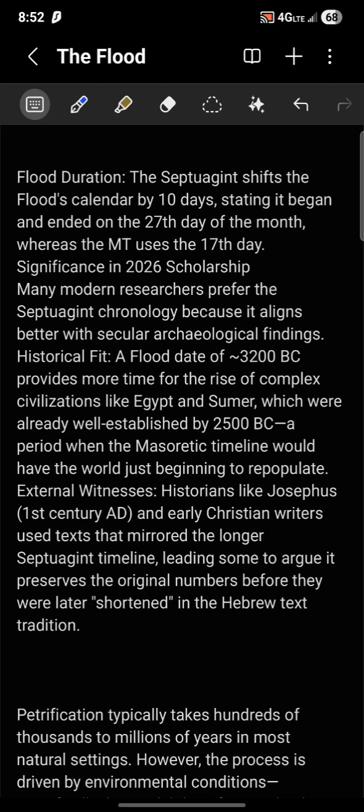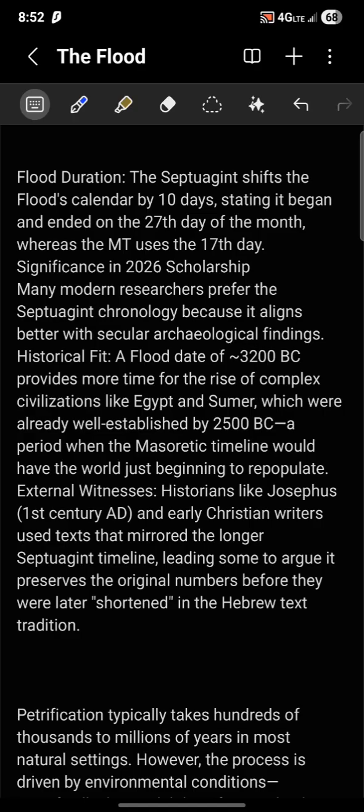Significance in 2026 scholarship. Many modern researchers prefer the Septuagint chronology because it aligns better with the secular archaeology findings. Historical fit. A flood date of 3200 BCE provides more time for the rise of complex civilizations like Egypt and Sumer, the Sumerians, which were already well established by 2500 BC, a period when the Masoretic timeline would have the world just beginning to repopulate.